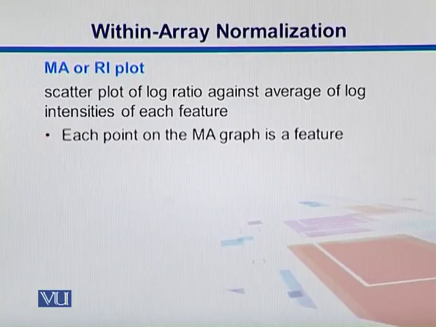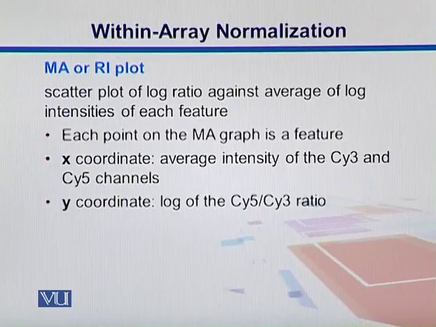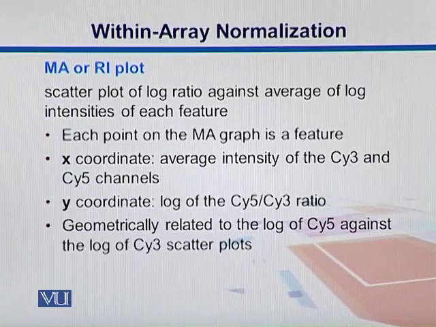Each point on the MA graph is a feature. We have the x coordinate, where on the x-axis we put the average intensity of CY3 and CY5, and Y is the log of the CY5 by CY3 ratio. So we take average intensities of both of them and plot them against the log of their fold change. We call this fold change also. We'll talk about that when we talk about these differential gene expression studies. How many folds, how many times the expression goes higher in CY5 versus CY3. So basically, geometrically, it's related to the log of CY5 against the log of CY3 in the scatter plots.